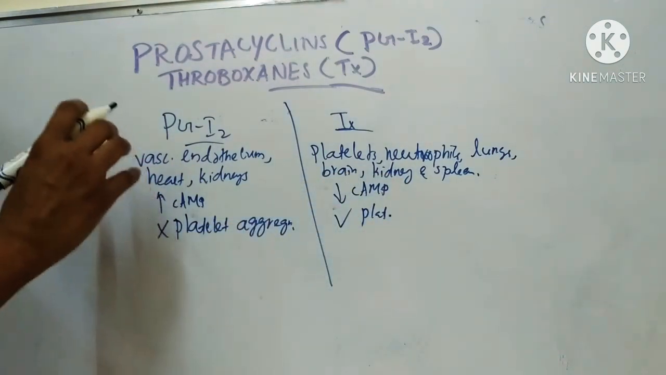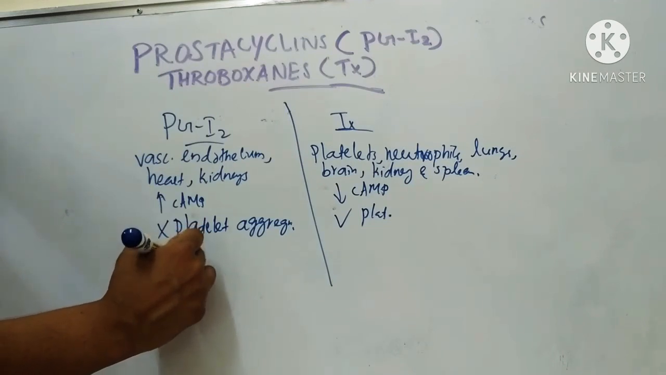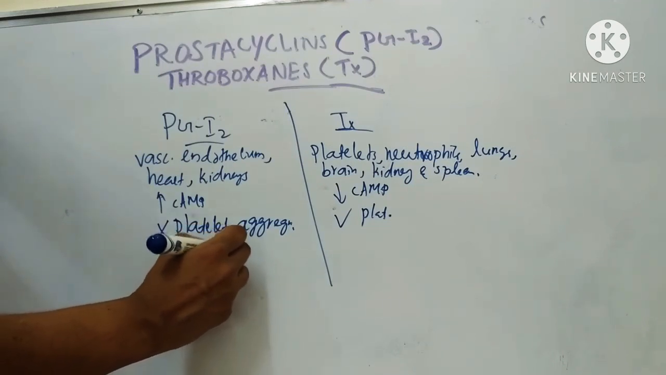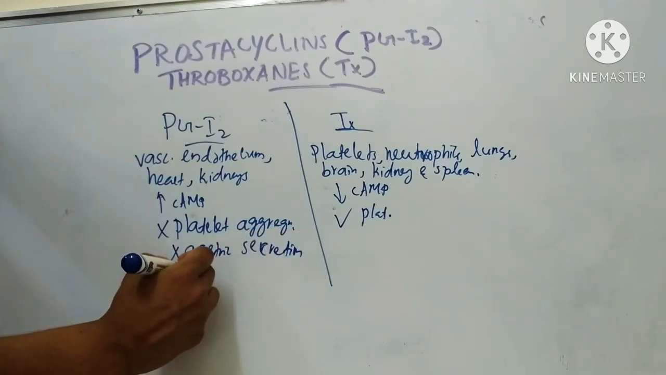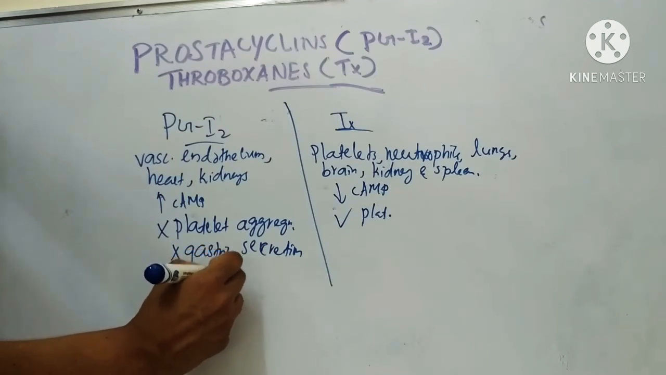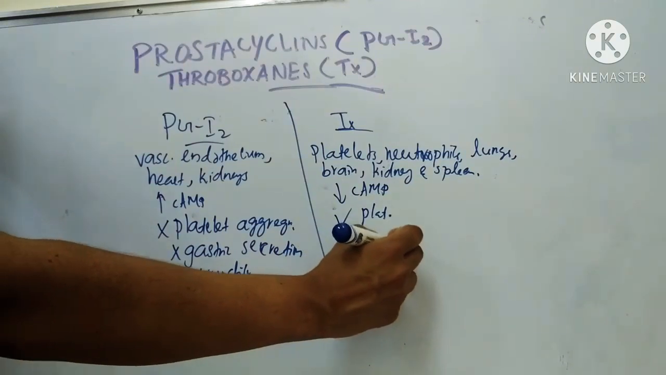Prostacyclins inhibit gastric secretion. Then they produce vasodilatation. Here, for thromboxanes, it is vasoconstriction.